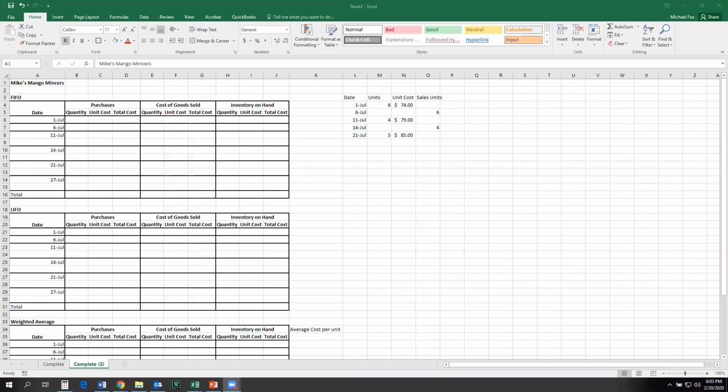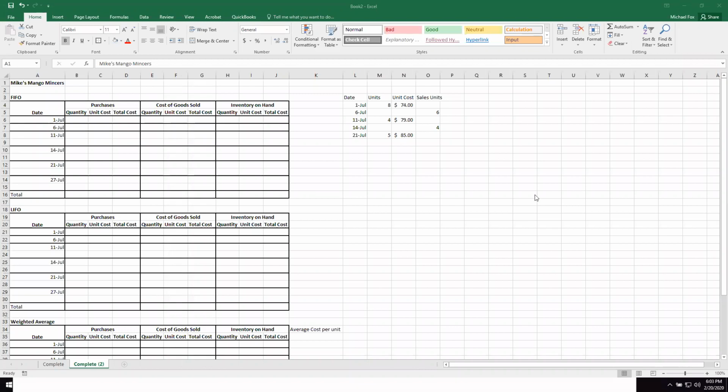All right, so this is just kind of a fictitious company. And here's some data up in the right-hand corner as to their purchases and their sales during the month of July. And what I found is just by walking through the same company with first in, first out, last in, first out, and weighted average, right in a row, boom, boom, boom, it seems to help clarify everything.